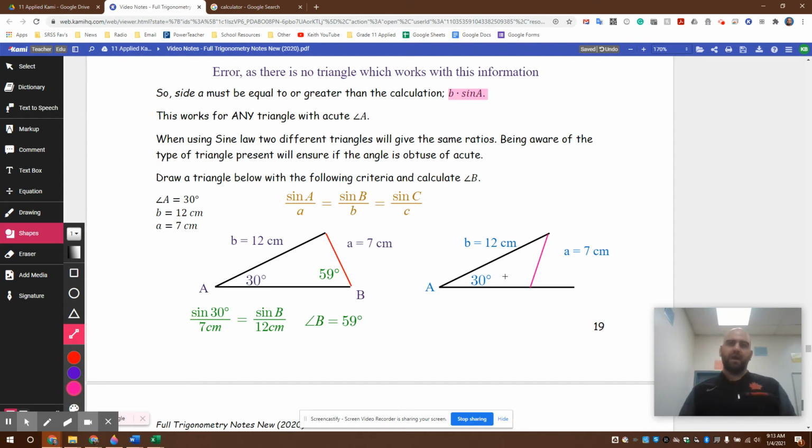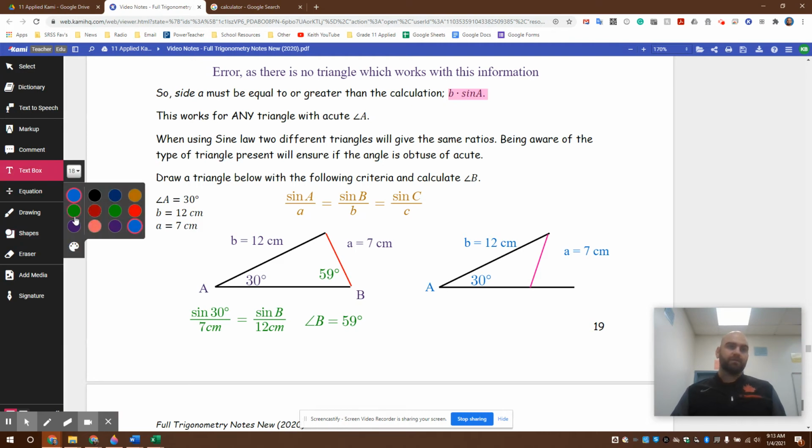You'll notice these two triangles are different. This angle right here is different from this angle over here. They're different, meaning that this triangle is a different triangle. Even though it has 3 pieces that are exactly the same, it's different. So let's solve for angle B.